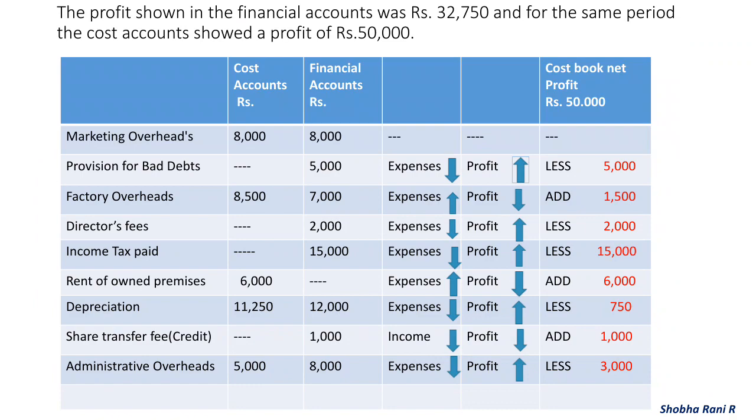The last one, administration overhead. It is an expense recorded in cost books as 5,000 and in financial books as 8,000. This has the effect of increasing costing profit by rupees 3,000. Thus, in order to reconcile, rupees 3,000 will be deducted from costing profit. In simple words, expenses decreases, profit increases, hence it has to be subtracted from cost book net profit.